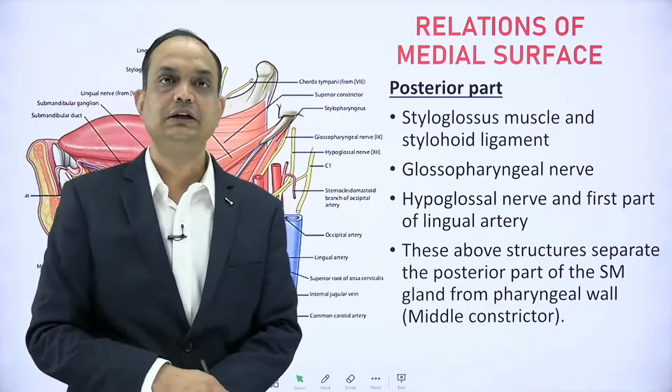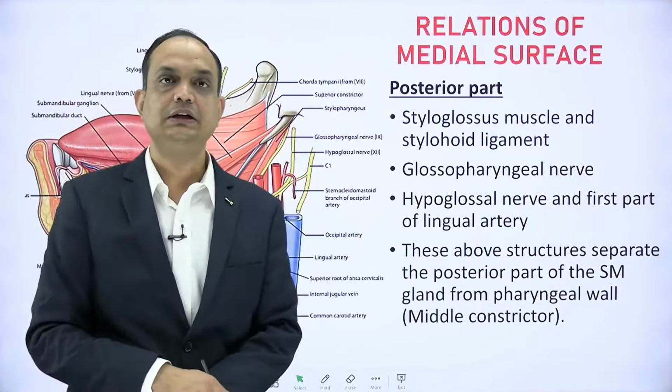In this area, when you put the posterior part of the gland, it is coming in relation with all these structures. What I told you: the styloglossus muscle, and along with the styloglossus you have the stylohyoid ligament also. You have the glossopharyngeal nerve. Now this is important: all these structures which are here actually separate this gland from your pharynx. Now the pharynx, you know, has the constrictors: superior, middle and inferior constrictor. In this diagram you can see that this area represents the middle constrictor part of your pharynx.